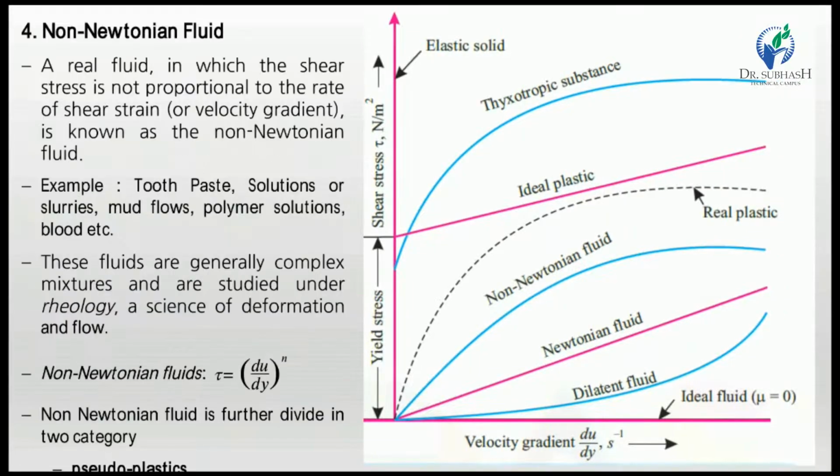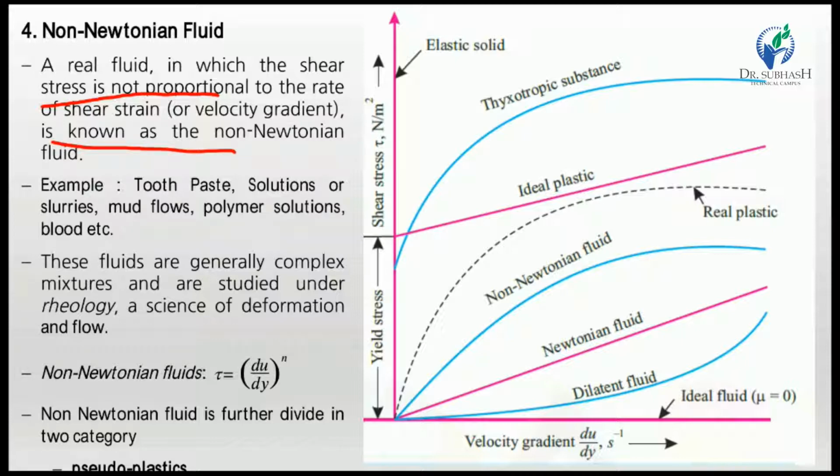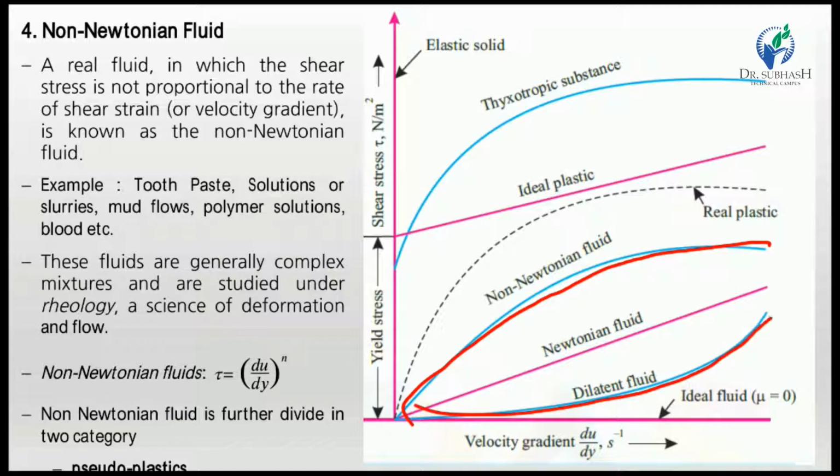Now non-Newtonian fluid, a real fluid in which the shear stress is not proportional to the rate of shear strain is known as a non-Newtonian fluid. Examples are toothpaste, solutions or slurries of some materials, mud flows, polymer solutions, and blood. So this is the line of a non-Newtonian fluid, in which the shear stress is not directly proportional to the shear strain. Then the fluid is a non-Newtonian fluid.